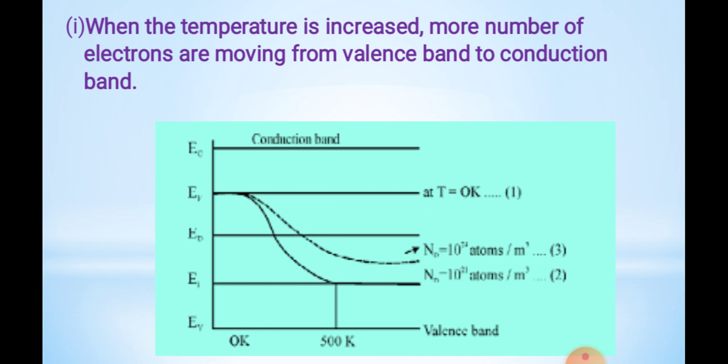But when the temperature is increased, more electrons will be moving from the valence band, that is the lowest level, to the conduction band. If the electrons are moving from the valence band to the conduction band, the semiconductor will act as an intrinsic semiconductor. So the extrinsic behavior is changed into intrinsic behavior. So that's all about the variation of Fermi level with respect to temperature for N-type semiconductor. Thank you.